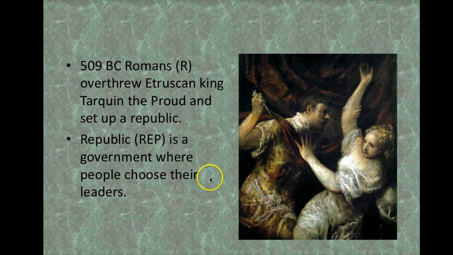This is a famous painting of Lucretia. If you remember the story about her, Tarquinius Superbus's son attacked her, and then basically he got overthrown partially because of that. So that's, according to legend, how the Roman Republic got established.